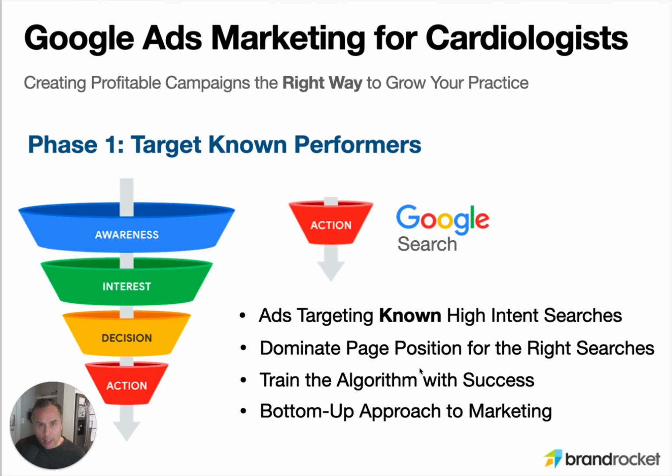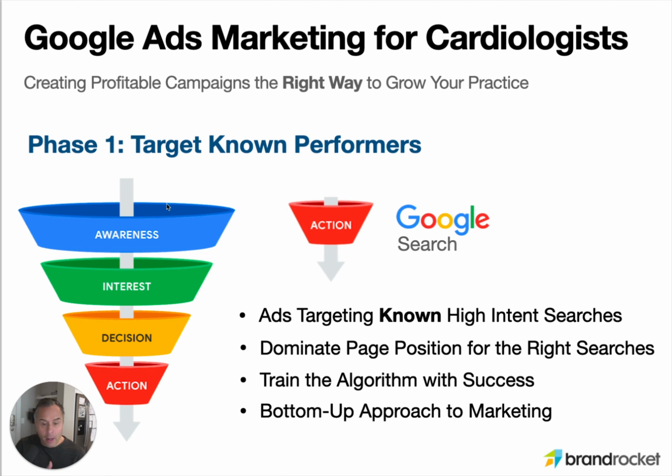So we train the algorithm with success, and then again, this is the bottom up approach to marketing, because those success signals inform the algorithm so that when we move into different campaign types, for example, maximize conversions or even maximize conversion value, if we're bringing revenue into Google Ads, it's trained correctly. It's trained correctly, just like if you're, I guess, training a dog or something. You start with the easy stuff and then you get more and more advanced, right? So it's the same thing.